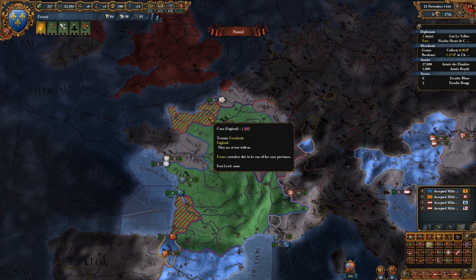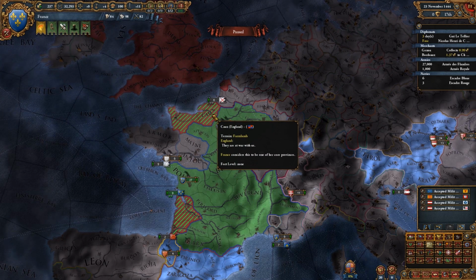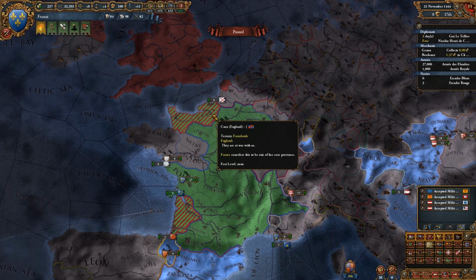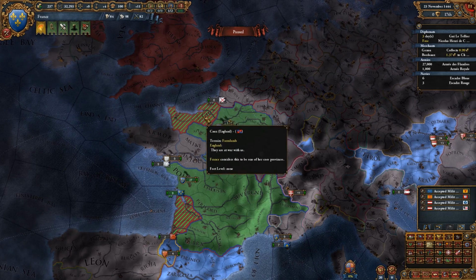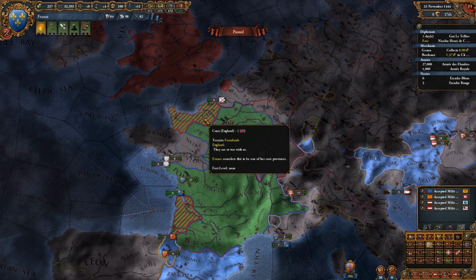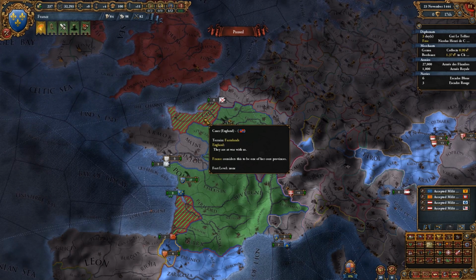These green lines mean that I have a core on them. It means I consider them to be my lands. They are rightfully part of my nation, but somebody else has them. So basically anything that's got those lines on means you should probably take them back at some point because they rightfully belong to you.